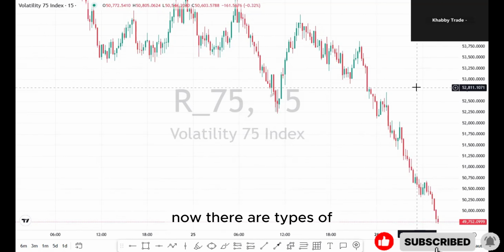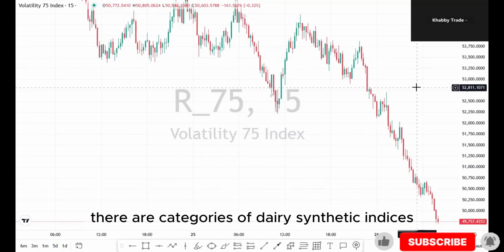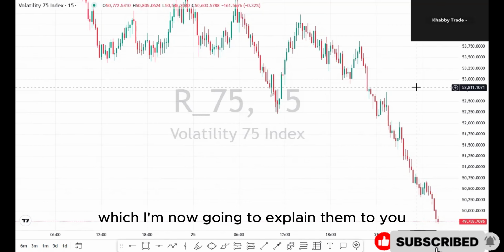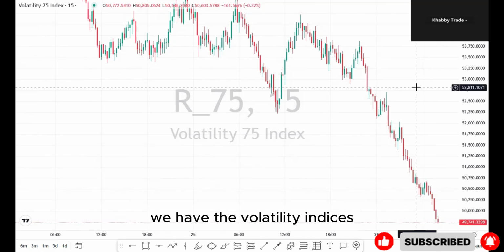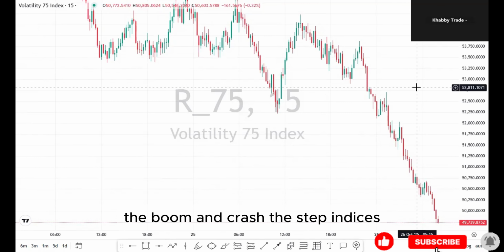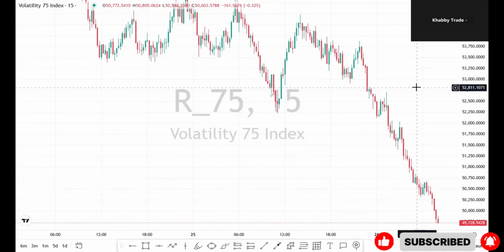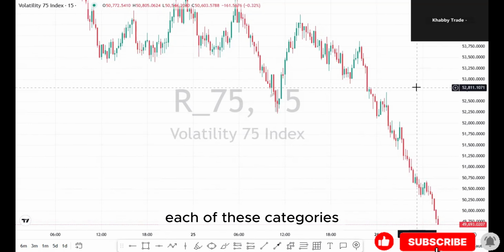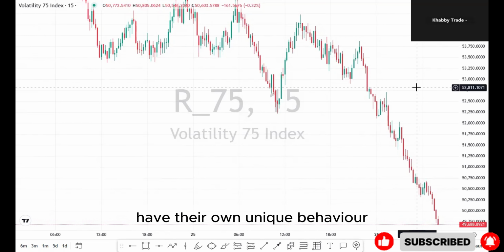Now, there are categories of Deriv synthetic indices, which I'm now going to explain to you. We have the volatility indices, the boom and crash, the step indices, the range break indices. Each of these categories has its own unique behavior.